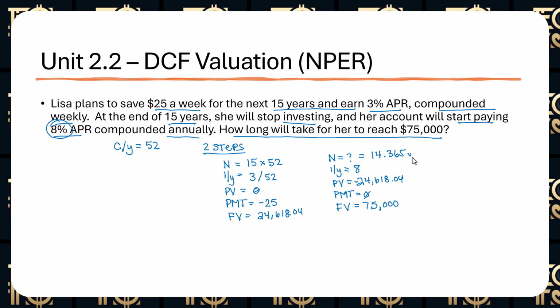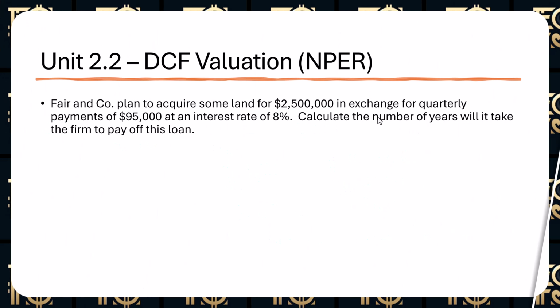Now what that means, because that's not the answer to the problem, is the original 15 years plus these 14.365 years. So the total number of years in this example is the 15 that she spent investing plus the additional 14 that she left the account to accrue interest at 8%. That's a total of 29.365 years.